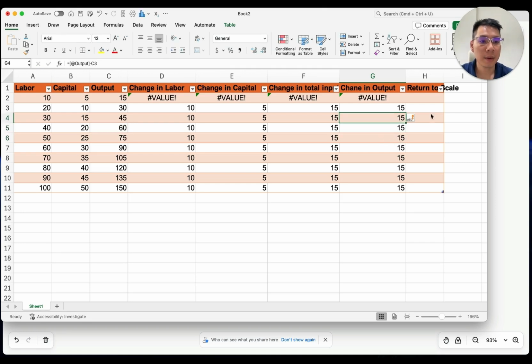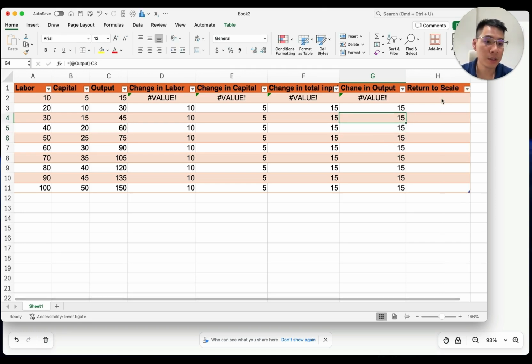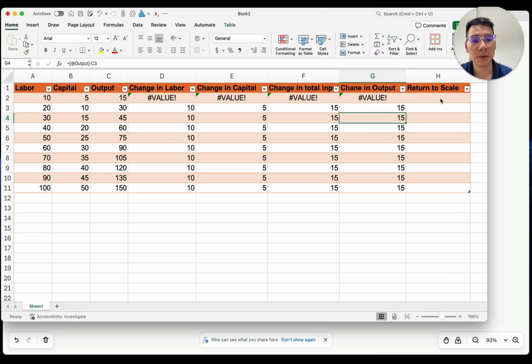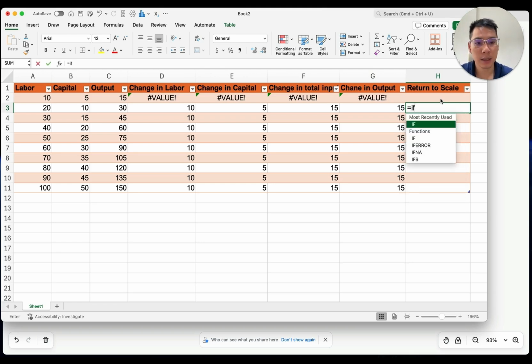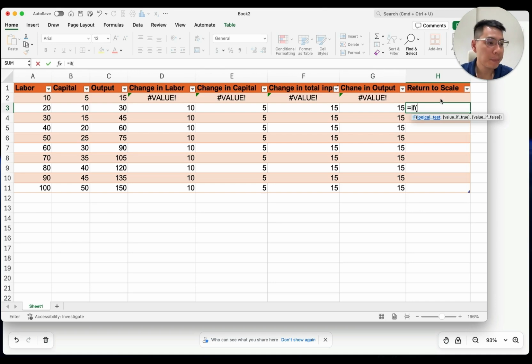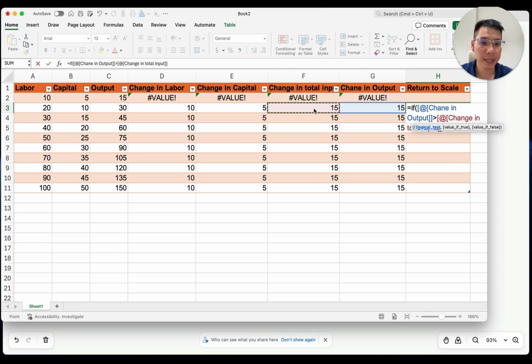Okay, now the last one is we just need to do a return to scale evaluation. So there's a formula that you can use. We're going to use the IF function in this case. So the IF function of the formula, and we are going to measure, okay, if the change in output is larger than the change in input, the value that we're going to get, okay, another comma, is going to be increasing.